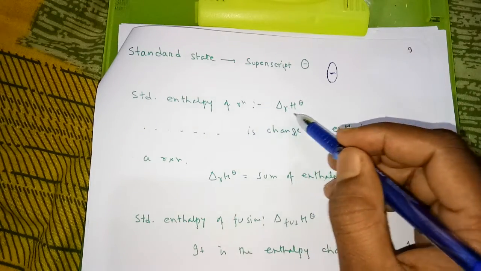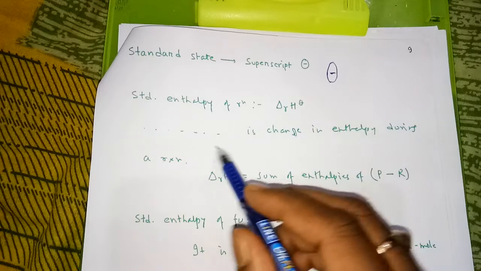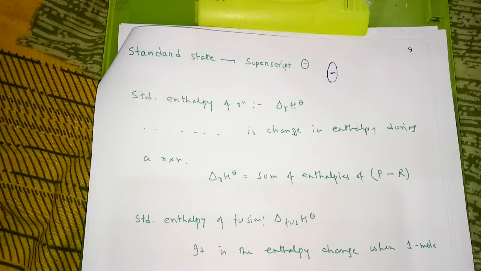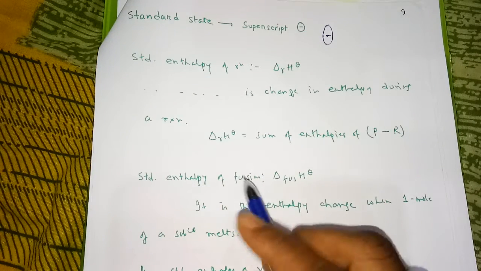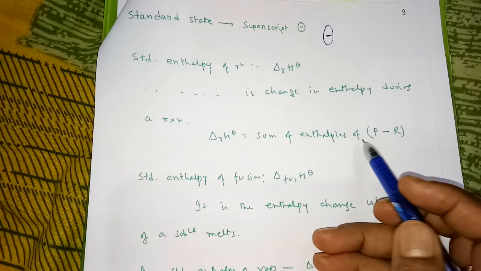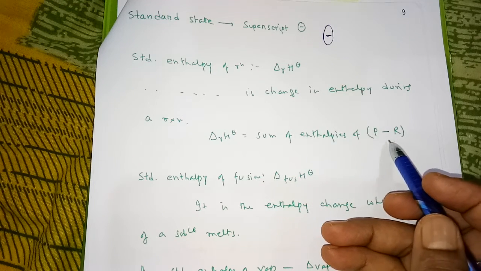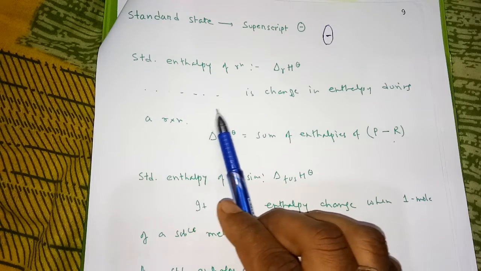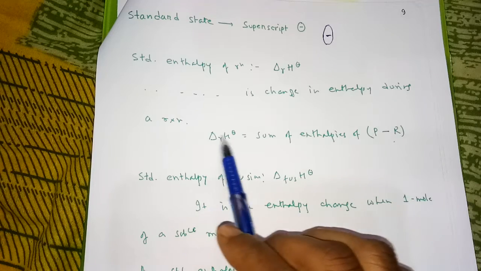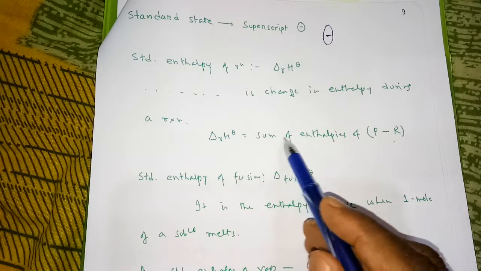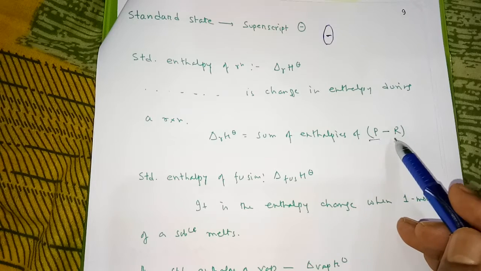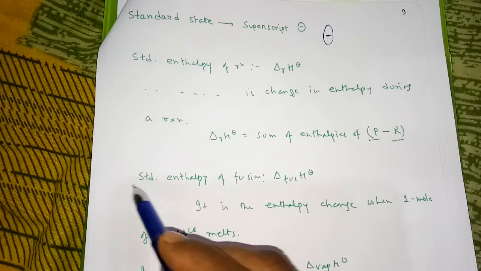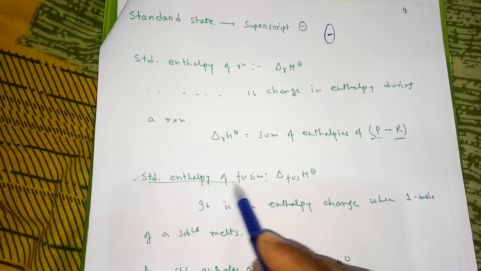Standard enthalpy of reaction is del R H standard. Standard enthalpy is the change in enthalpy during a reaction. Mathematically, del R H standard is equal to the sum of the enthalpies of the products minus the sum of the enthalpies of the reactants.